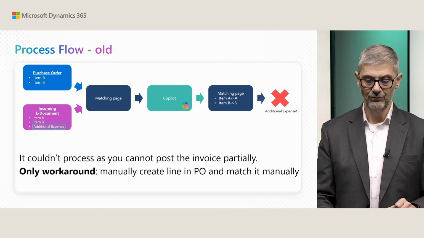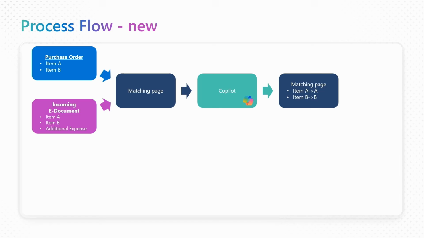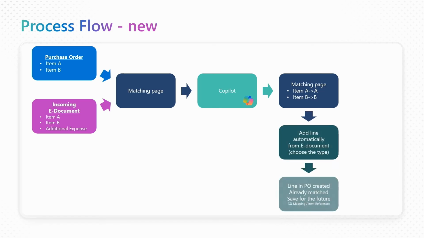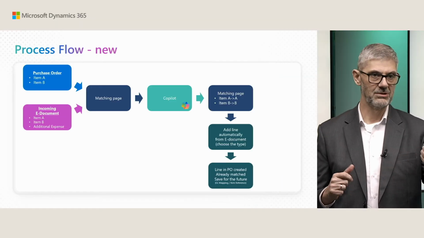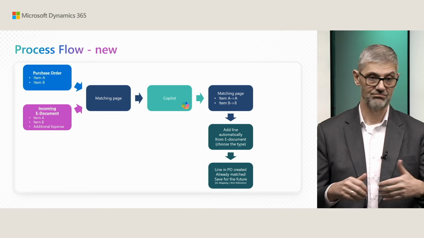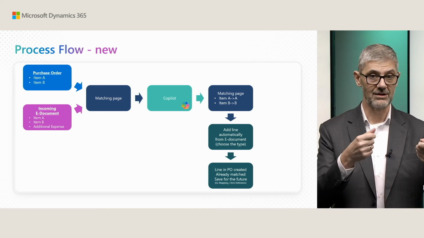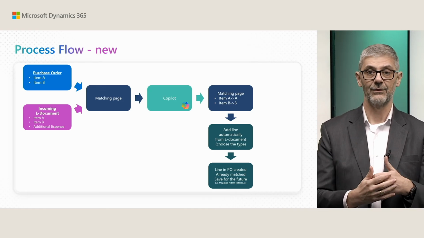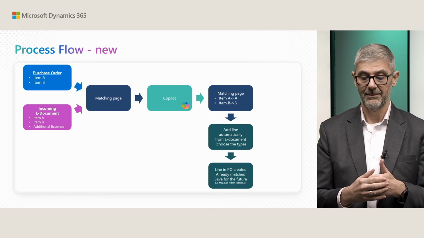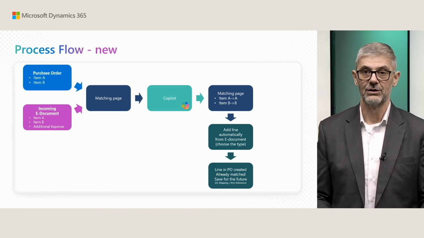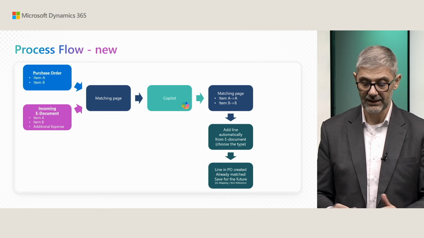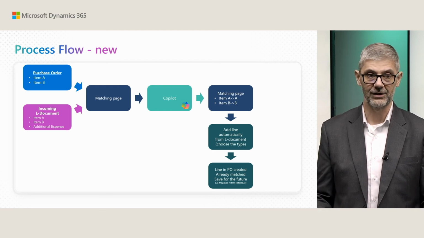And what we did now is add an additional option, adding a line automatically from the incoming electronic document. So now you can mark it and choose what type of line you want to get, because maybe this line can be a GL account, maybe an item charge, a resource, whatever you want. This is just an unplanned line, and you can decide what you want to create in the purchase order. After that, you can continue with matching and proceed with posting the document.